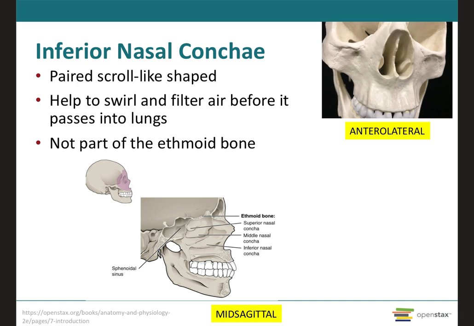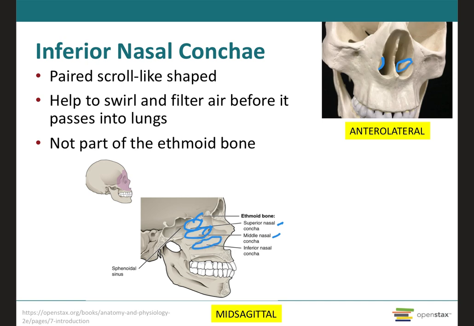Here we have the inferior nasal conchae, which is a paired bone. You're going to have one on each side. We can see on the left side over here, and we can see a little bit on the right side, together with the other two nasal conchae, which are the superior and the middle nasal conchae, as we can see on this image. So these two are the superior, the middle, and down here would be your inferior nasal conchae.